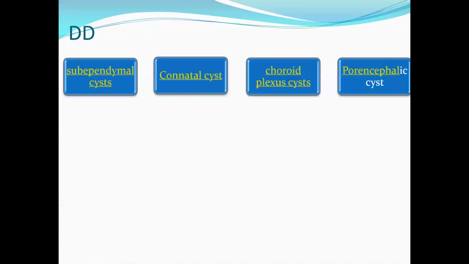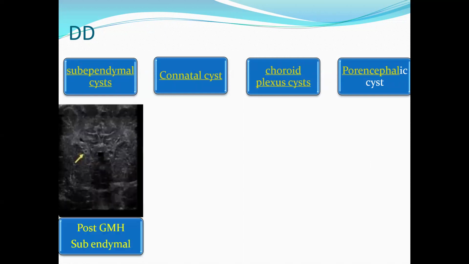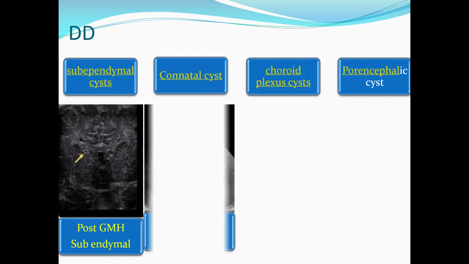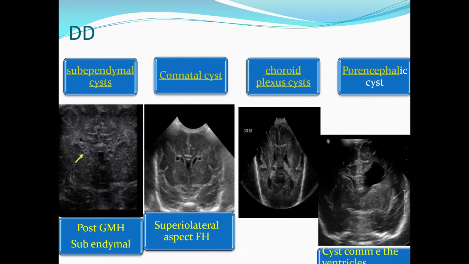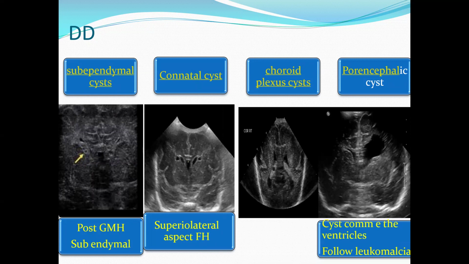What is the differential diagnosis? First, subependymal cyst, germinolytic cyst, post germinal matrix hemorrhage. Congenital cyst: present at the superior lateral aspect of the frontal horn and choroid plexus. And porencephalic cysts communicate with the ventricles and follow leukomalacia.